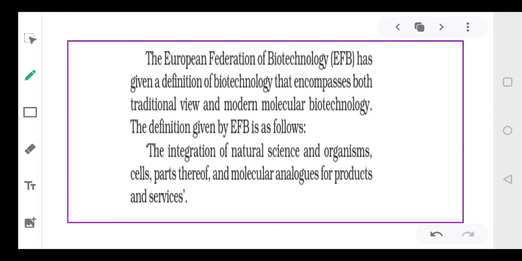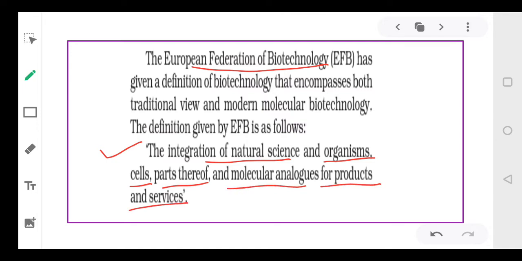Now, as per the European Federation of Biotechnology, we have a general definition of biotechnology. The European Federation defines biotechnology as the integration of natural science and organisms, cells, and parts thereof, and molecular analogues for products and services. Means we are integrating natural science and the organisms or the parts of various organisms or the molecular substances for the production of various products and services for human beings.